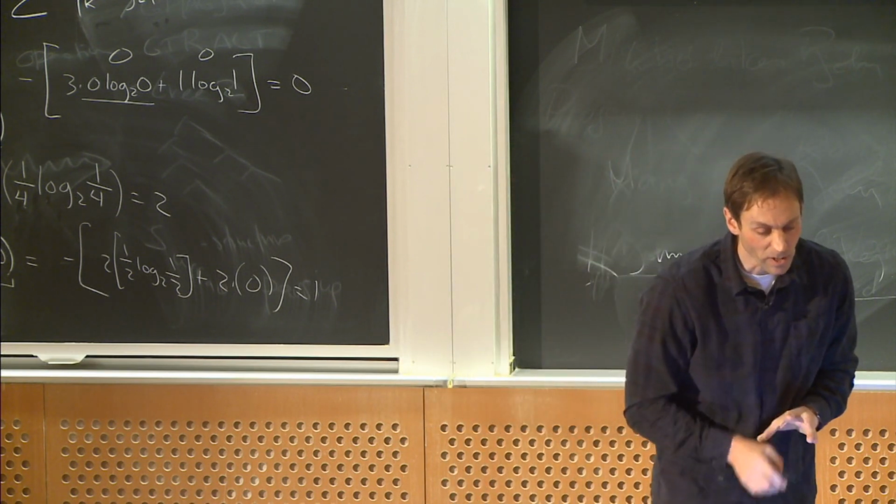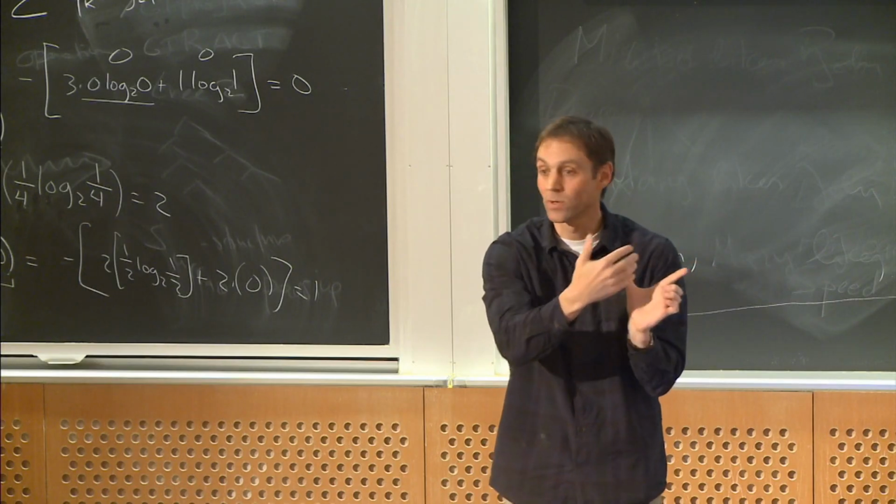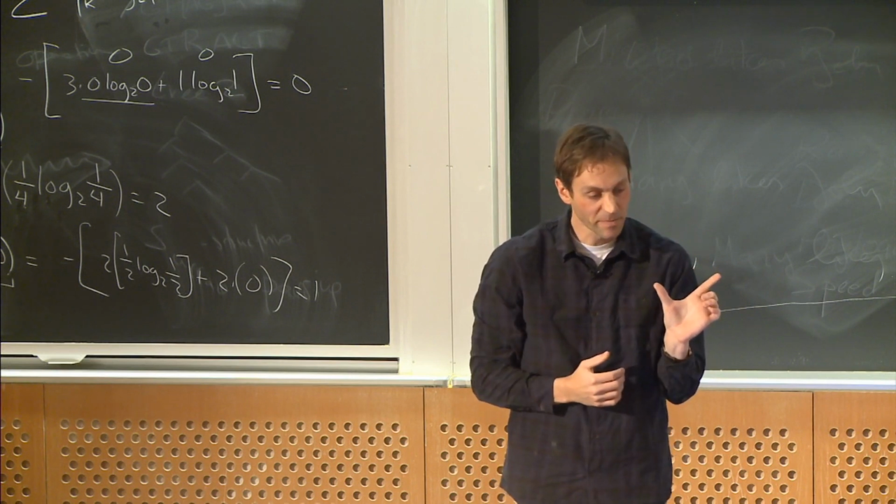So how does this algorithm work? You have n sequences of length L. You guess that the motif has width W. You choose starting positions at random. So for this A vector of the starting position in each sequence, we choose completely random positions within the n sequences. They have to be at least W before the end, so that we'll have a whole motif. That's just an accounting thing to make it simpler.